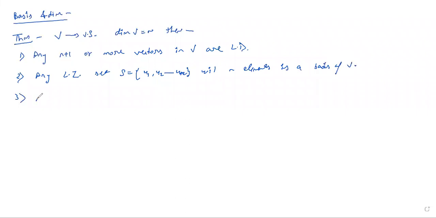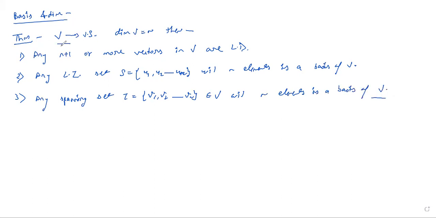And the third statement is that any spanning set T equals V1, V2 to Vn, where all these vectors belong to the vector space V, with n elements, is a basis of V.